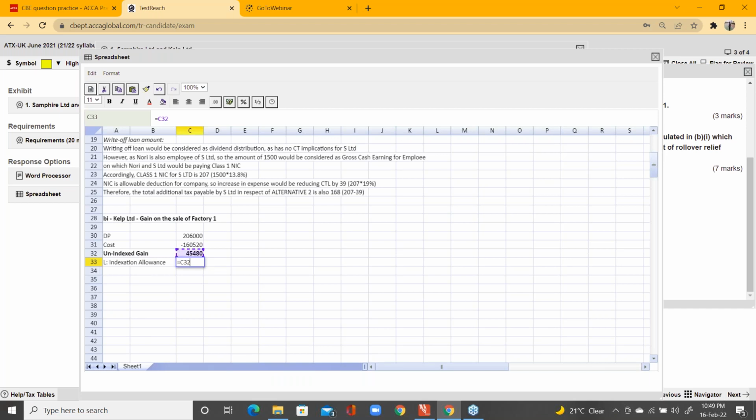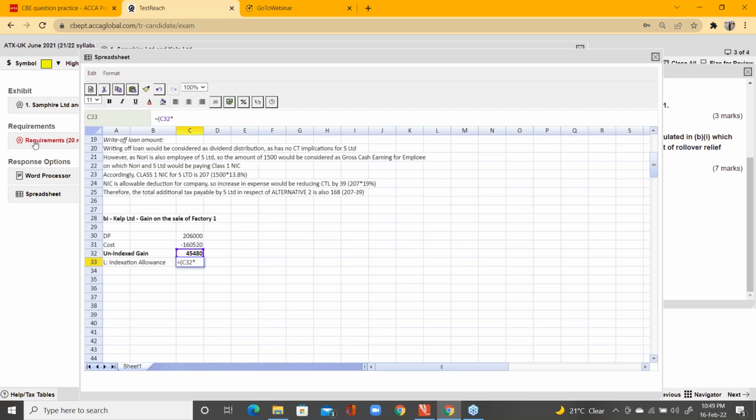And we would be considering any relief according to that business and non-business use. But before that, how to perform the calculation for indexation allowance? As you can see, the unindexed gain is 45,480, multiplied with the indexation factor.